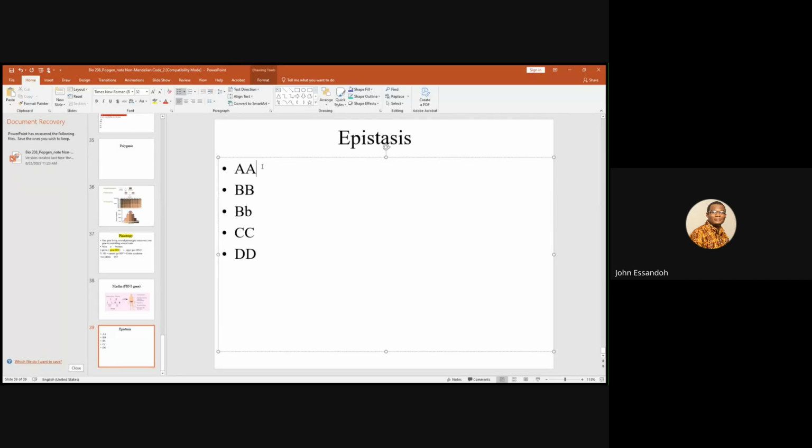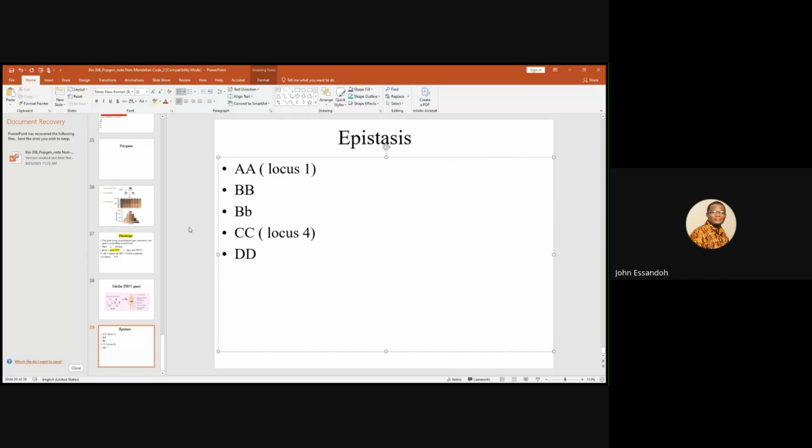So this is a one. Let's say locus one, controlling one trait. This is another locus controlling another. Let's say this is 1, 2, 3. So let me put this one, let me put this one. Okay, so I've duplicated that. So let's say this is locus 4.